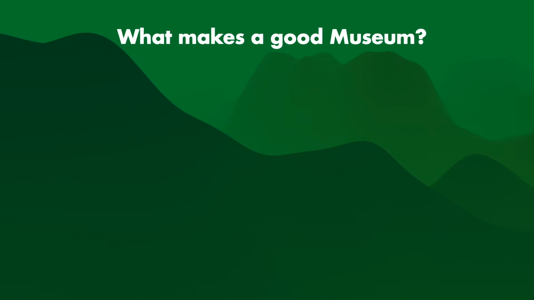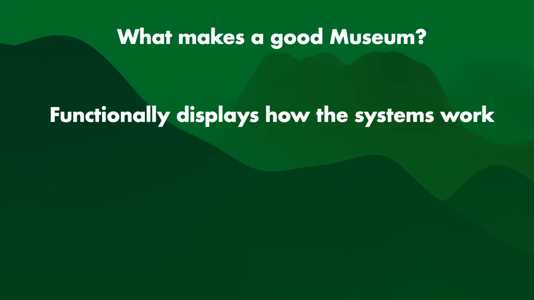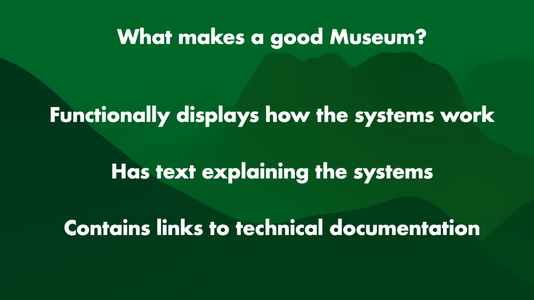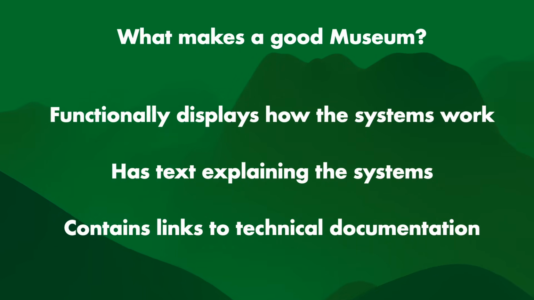So what makes a good museum? It functionally displays how the systems work, has text explaining those systems, and contains links to technical documentation. Again, for APIs, engineering things, you need to have textual documentation. There's no way to avoid that. But for everyone else, have the museum, and then from there, link to the docs.